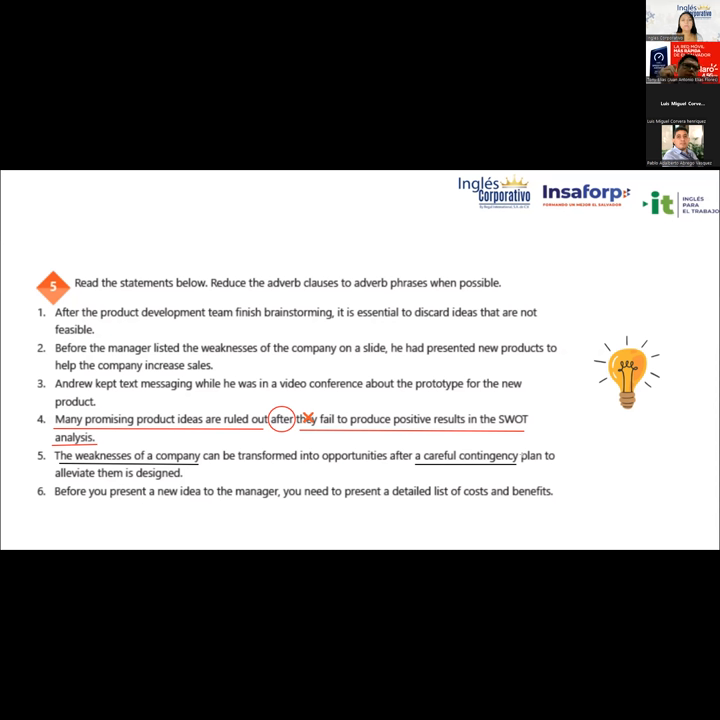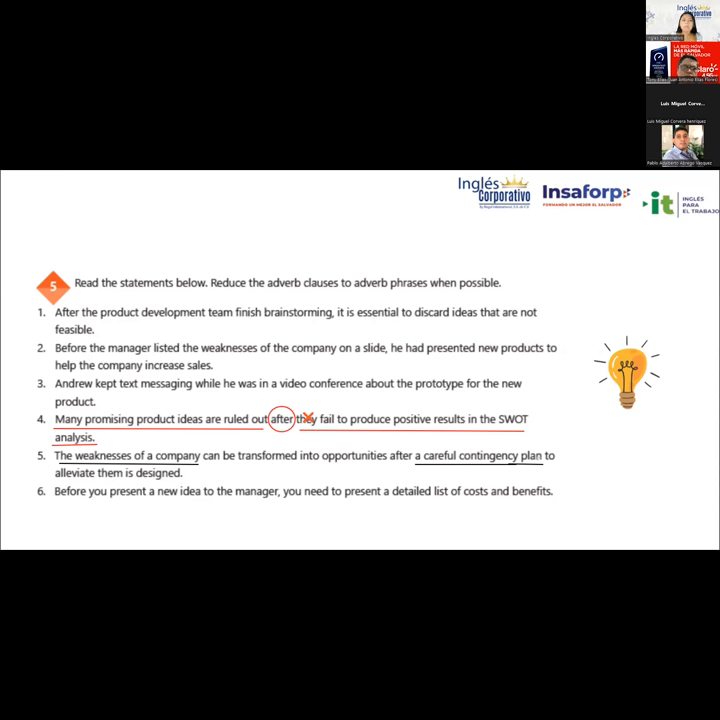The subject is the weakness of the company. Yes. And the second part, after a carefully comprehensive plan, we don't have the same subject. Because the subject here, it's not possible. A careful contingency plan. It's not the same subject, right? We are talking about weaknesses and then we are talking about plan. Okay. It's not the same subject.